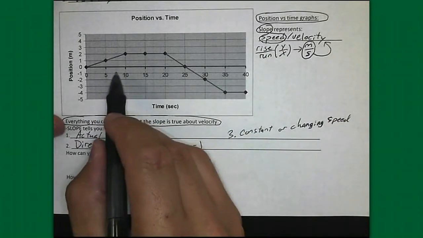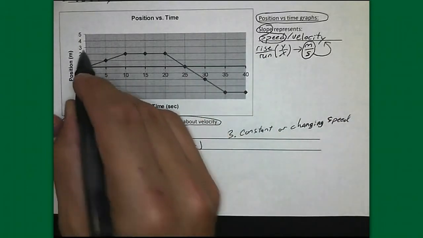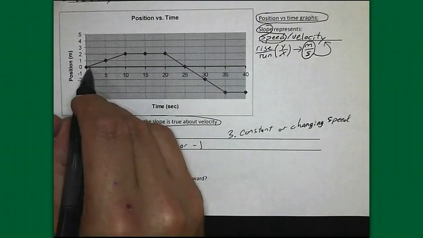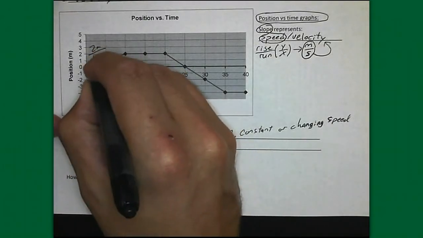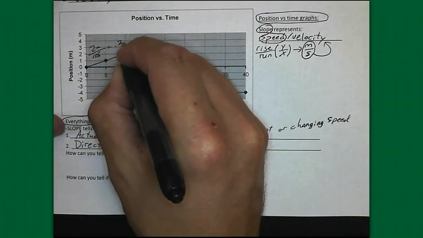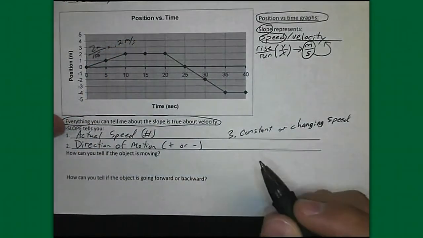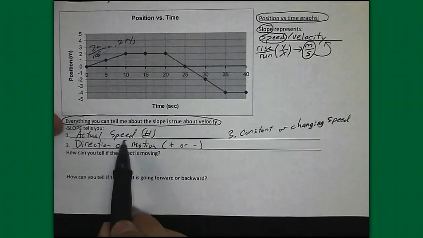And all I have to do to find the slope between 0 and 10 is rise over run. Rise is 2 meters. Run is 10 seconds. So 2 meters divided by 10 seconds gives us 0.2 meters per second. It's that simple. If I find the slope, that gives me the actual speed of the object.